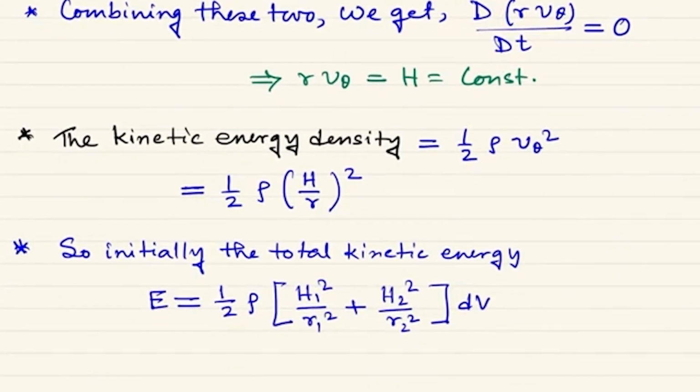Now, what is the kinetic energy density of that particle at any position? That is half times the density times the velocity square, and the velocity means only v theta. So it is equal to half times rho times (h by r) whole square, because v theta is nothing but h by r from this relation.